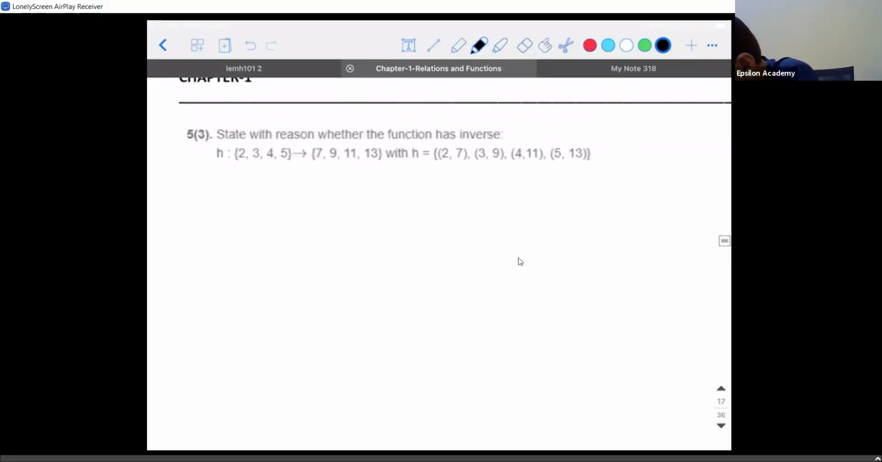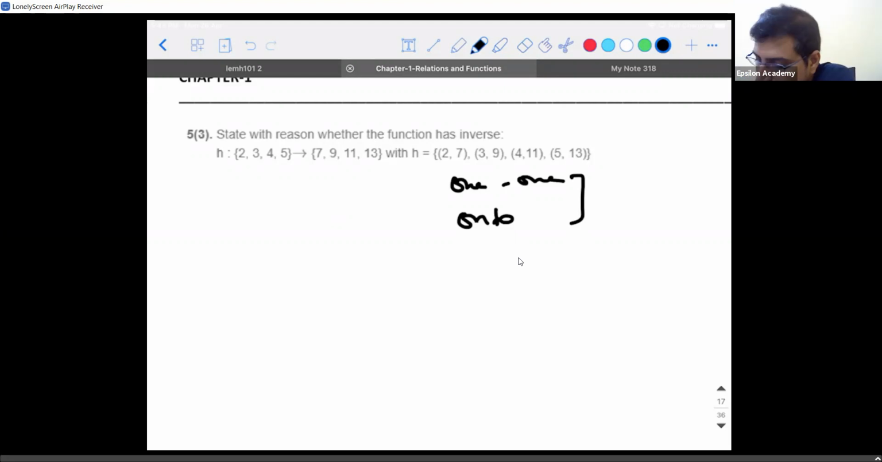State whether this function is invertible. 2 to 7, 3 to 9, 4 to 11, 5 to 13. Yes, sir. It is 1 to 1. Same number of elements in set X and same number of elements in set Y. So it's an onto function as well because the codomain is equal to the range. Hence it is bijective. Then this function can have the inverse. They didn't ask what the inverse is. They asked whether it exists or not. Yes, it will exist because it is bijective.